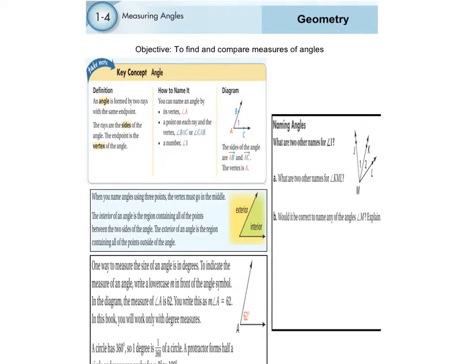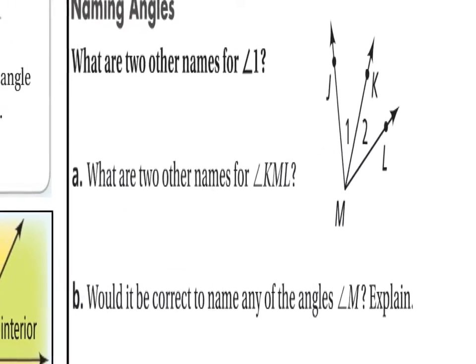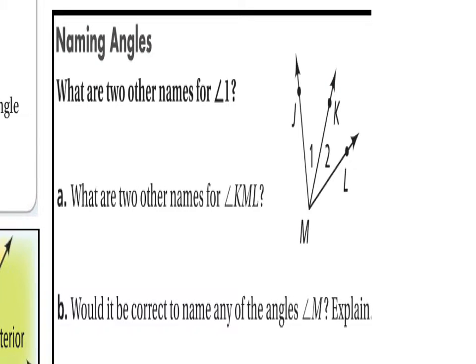Okay, so let's take a look here at what are two other ways to name angle 1. Now you'll notice this picture is slightly different in that in this picture we have two angles here, and they're essentially right next to each other. So it says here, what are two other ways to name angle 1? So I'm looking just specifically at this left side angle, and we're going to outline this guy in blue. So this is the angle I'm looking at right here. That angle right there, angle 1, and I want to know what are two other ways to name that.